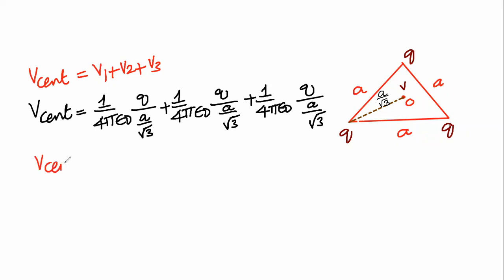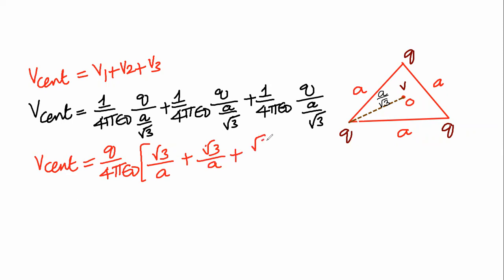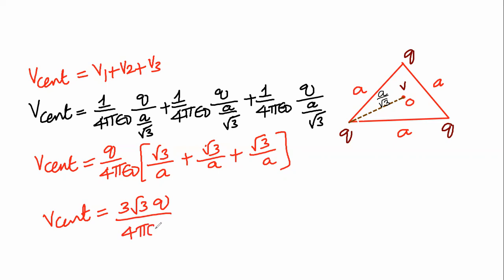Then V at centroid is equal to Q divided by 4 pi epsilon naught, if I take common, root 3 divided by A plus square root of 3 divided by A plus square root of 3 divided by A. Therefore, electric potential at the centroid is 3 root 3 Q divided by 4 pi epsilon naught into A.